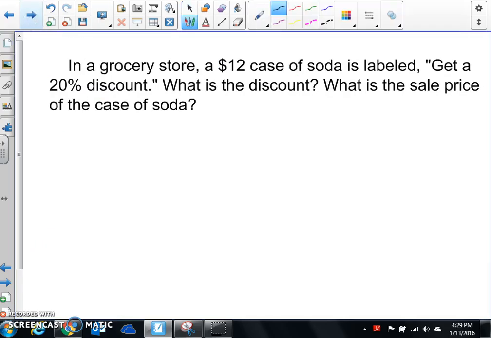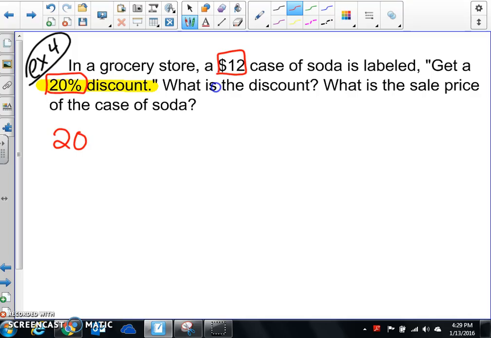Here's the next one, example 4. Okay, in a grocery store, a $12 case of soda is labeled get a 20% discount. Yay, we want discounts. Okay, what is the discount and what is the sale price of the case of soda? All right, so $12 is important and 20%.